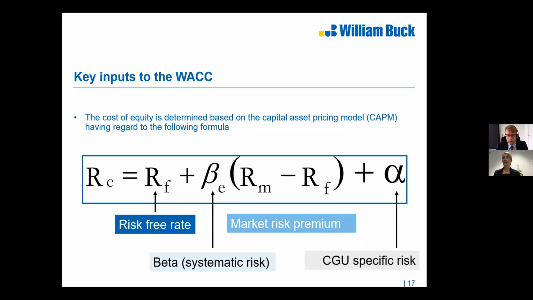One of the most subjective inputs to the WACC is the cost of equity, because normally the cost of debt can be reliably ascertained for a lot of businesses. The idea behind it is using the capital asset pricing model, which is again another formula you're all probably familiar with, where you've got the risk-free rate and then the beta and the market risk premium plus the alpha. I'll talk about all of these factors that go into the discount rate in a second.